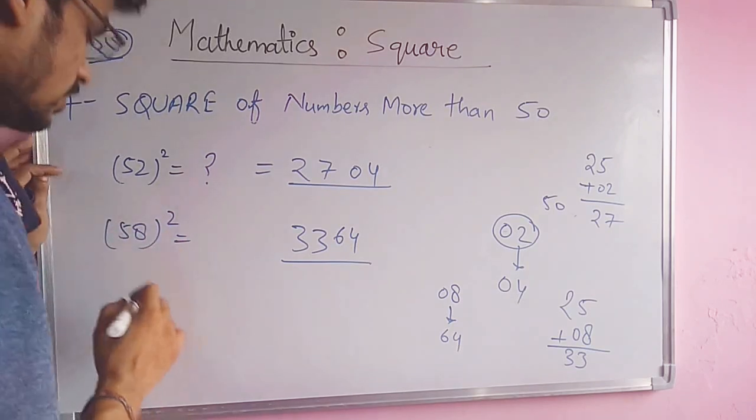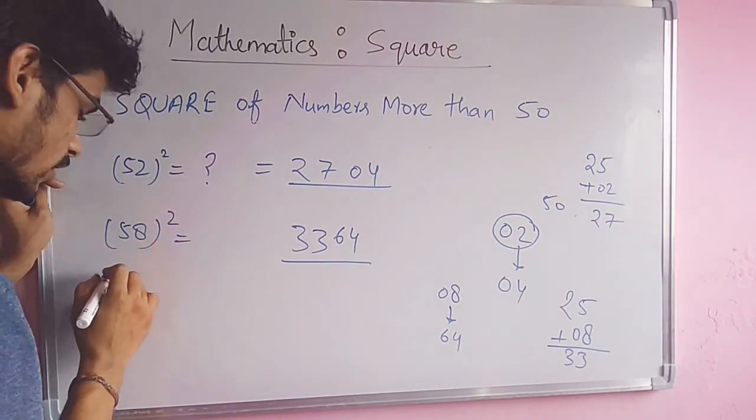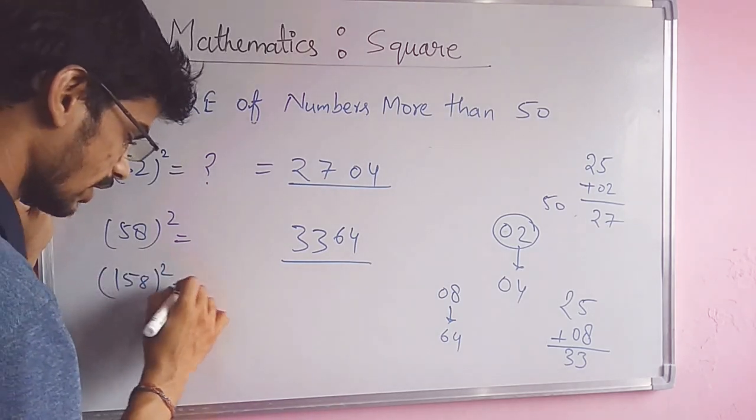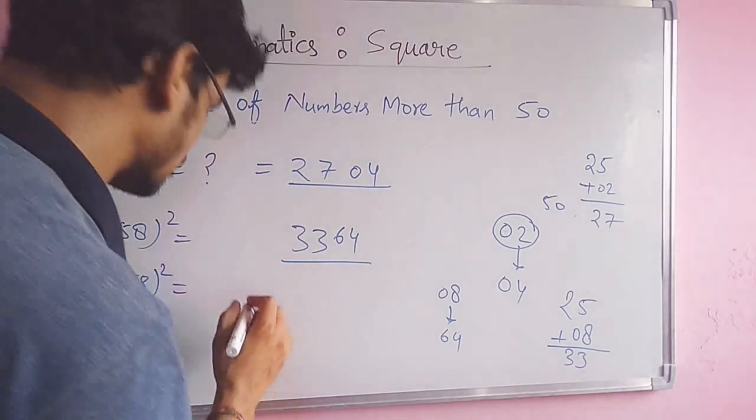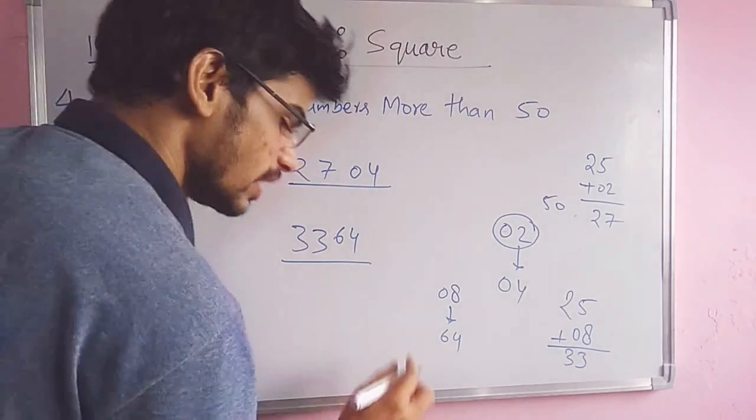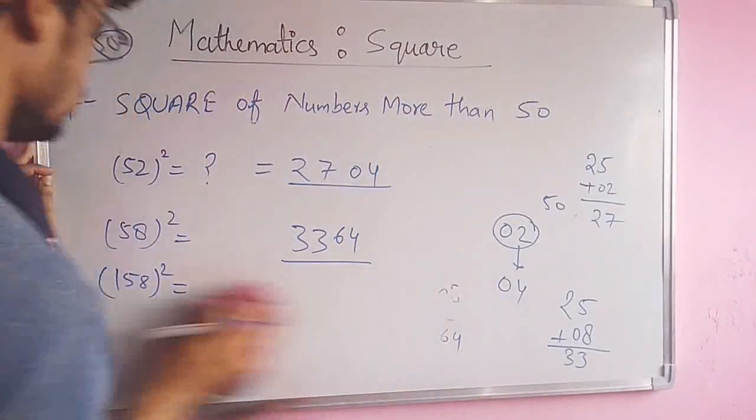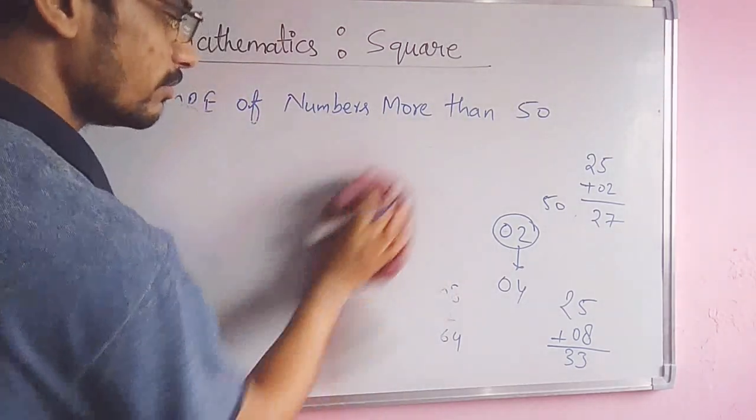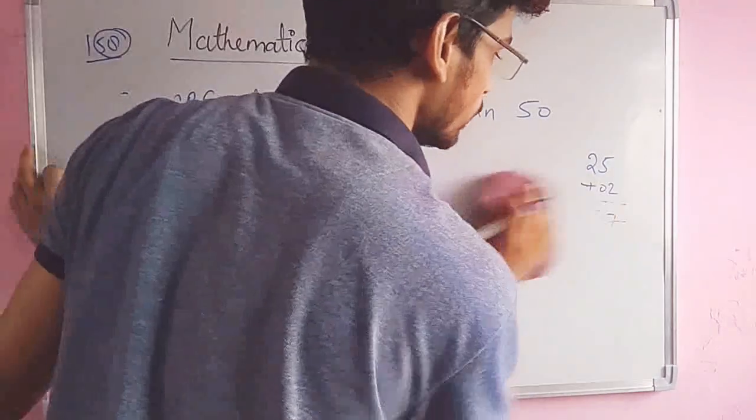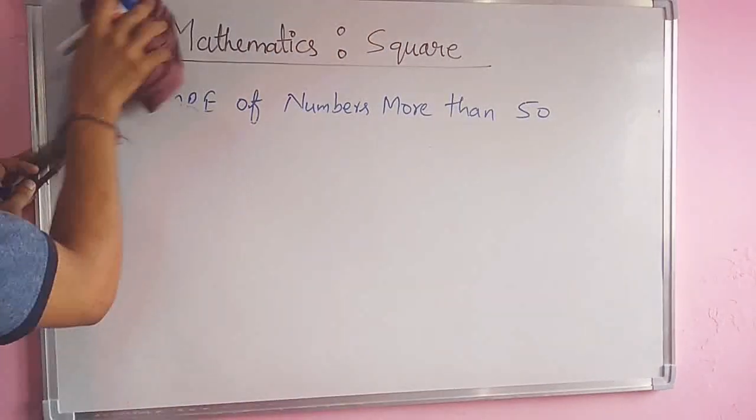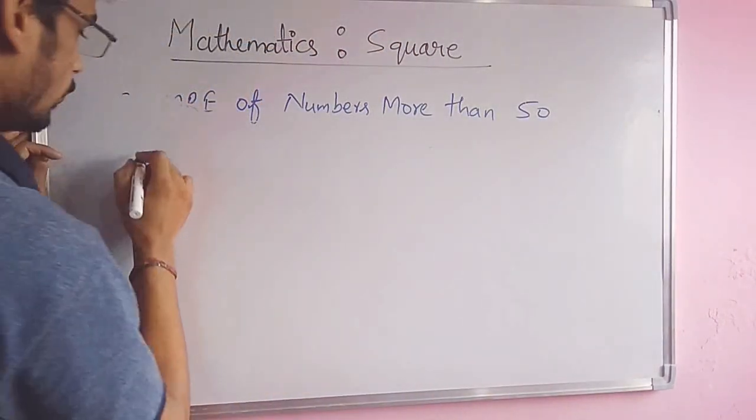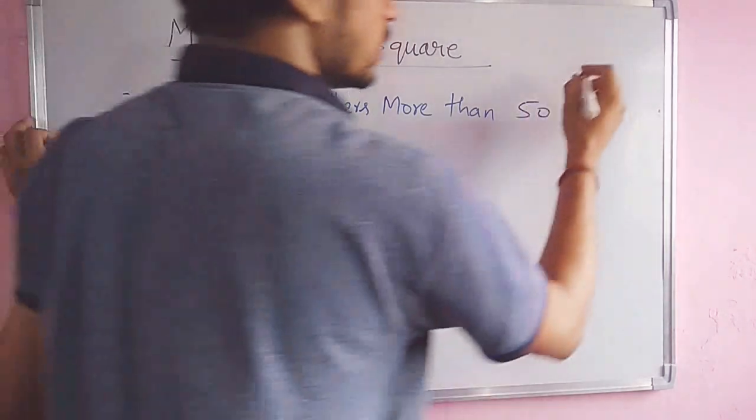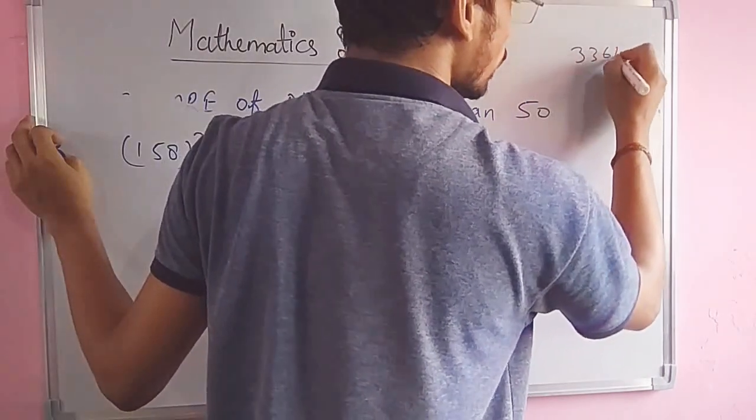58. Next, we want to calculate the square of 158. Then we calculate the square of 158. 158 square, that is 3364.